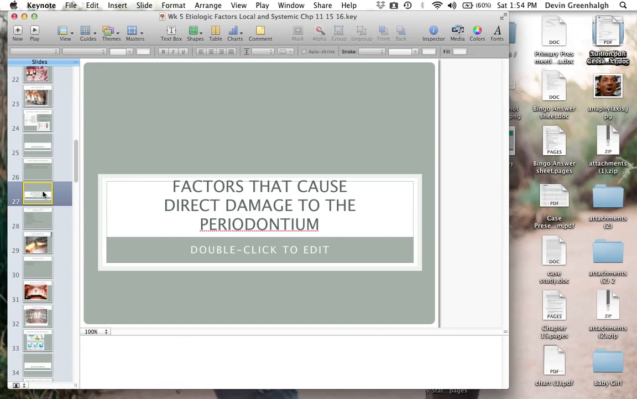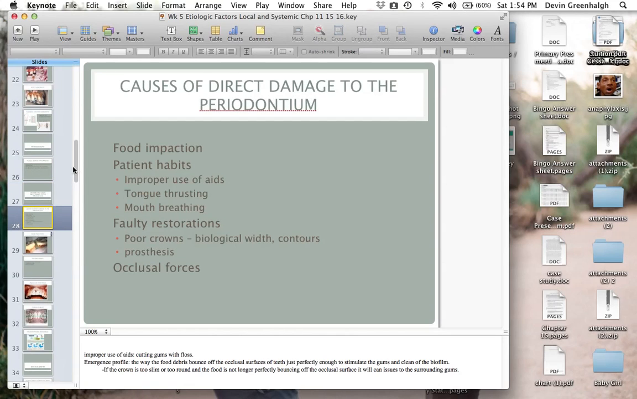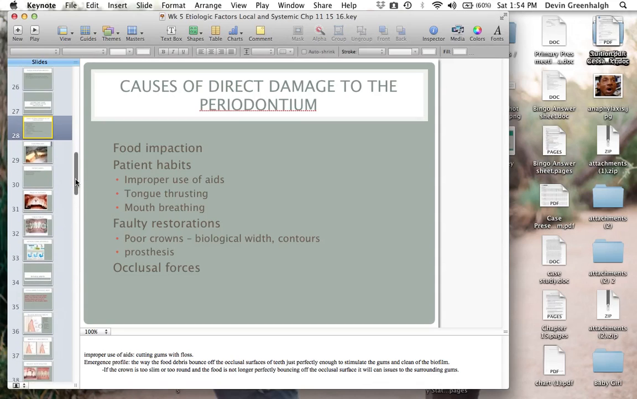So, factors that cause direct damage to the periodontium. Food impaction. Patient habits, if they're not using their aids correctly, tongue thrusting, mouth breathing. Faulty restoration, such as crowns with biological width, contours, prostheses, and then occlusal forces.